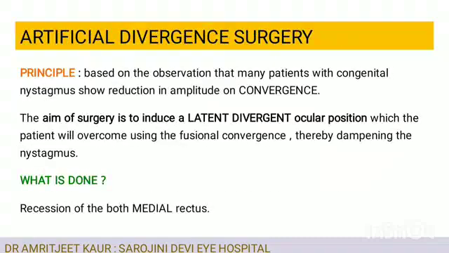Artificial divergence surgery is based on the observation that many patients with congenital nystagmus show reduction in amplitude on convergence. So the aim of surgery is to induce a latent divergent ocular position, which the patient will overcome using his fusional convergence, thereby dampening the nystagmus. So what do we do? We recess both medial rectus muscles.